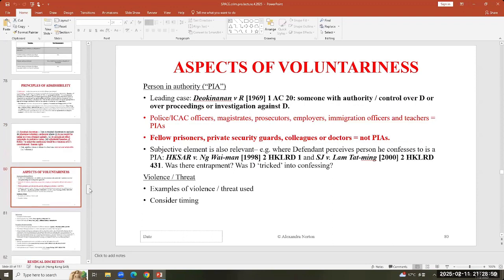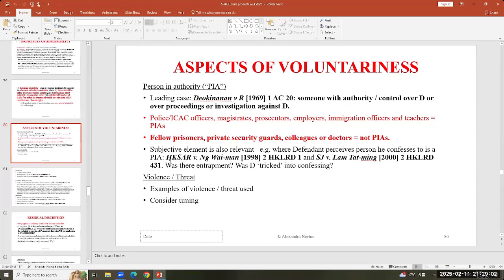You'll remember Dio Kinanen, the classic test of the person in authority, someone who has authority or control over the defendant personally or over the criminal proceedings or the investigation. So a police officer, an ICAC officer, the judge, they are all people in authority. An employer has authority or control over the defendant, right, as to whether they keep their job. But a private security guard, let's say the security officer at the airport, when you put your stuff on the X-ray machine and you go through that, they are not people in authority.